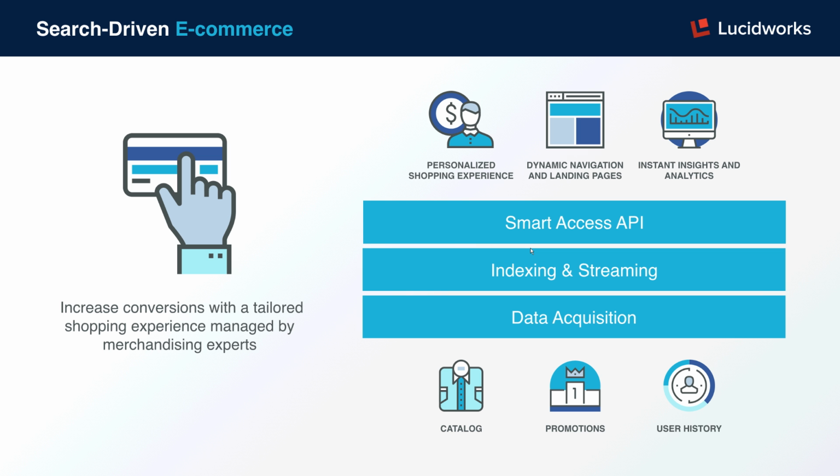Supporting all this needs to be a robust search platform that provides smart access APIs, handles indexing and data acquisition from content sources such as product catalogs, promotional campaigns, and user history events like add to cart or product reviews and checkout transactions. All of that functionality is what Fusion is capable of providing, and that is what the Rules Editor is based on and what we'll be showing you throughout this webinar. All of this is designed with the goal of increasing conversions with a tailored shopping experience managed by merchandising experts. And throughout this process, we're really focusing on supporting and serving those merchandising experts to give them tools in order to build rules when needed to promote your products and to enhance the search experience overall.